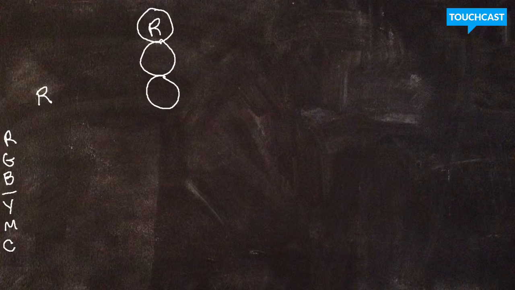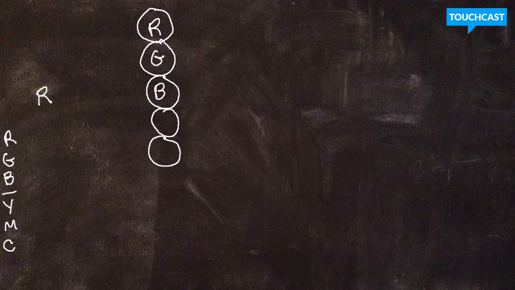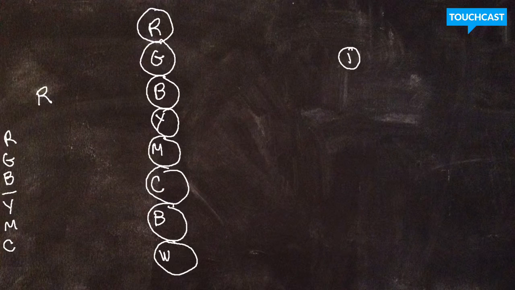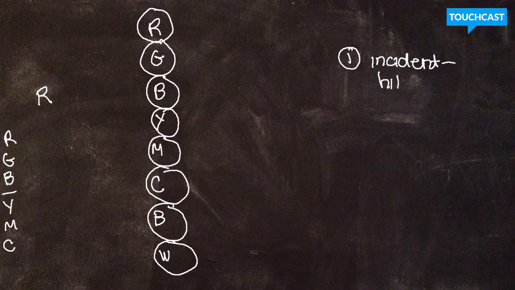So I know that I have red, green, and blue as my primary choices as paper. And then I can have yellow, magenta, and cyan, and we can't leave out black and white. Okay, so the first piece of information that I want you to put is what is the incident light, or what light is hitting our object.